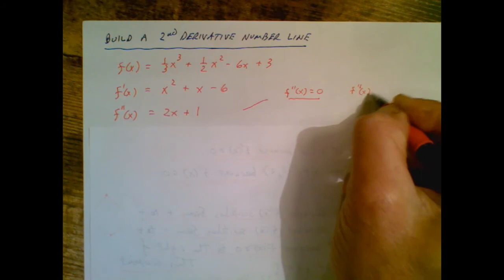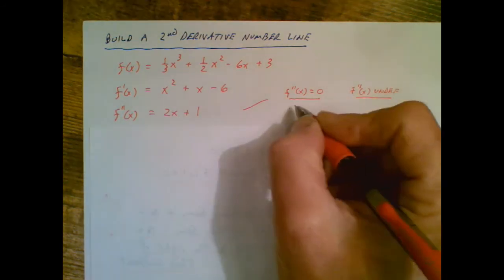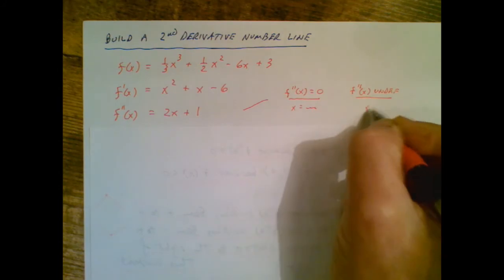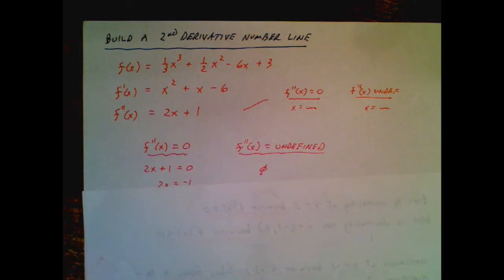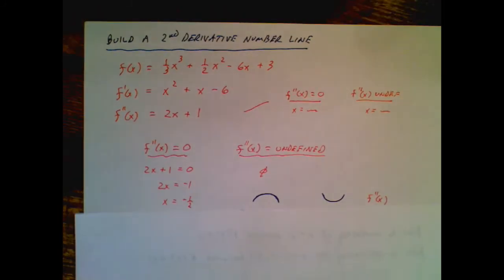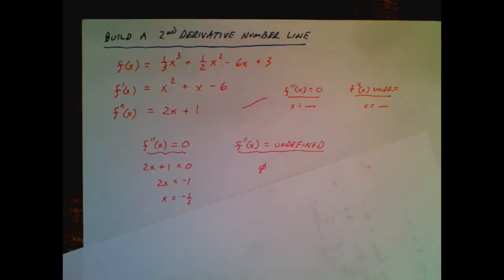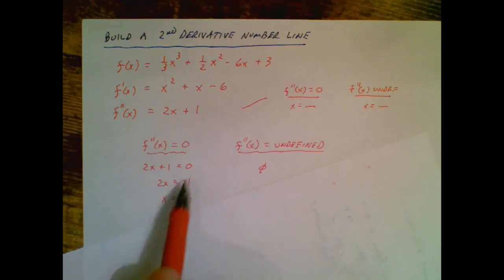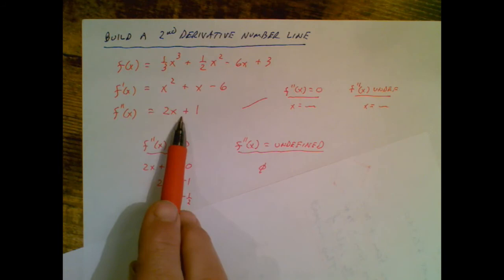When does my second derivative become undefined? And whatever x values I come up with, they're going to go on the number line. Well, let's see, I want to keep some of this secret from you. That'll do it. All right, so when does that thing equal 0? At x equals -1/2.